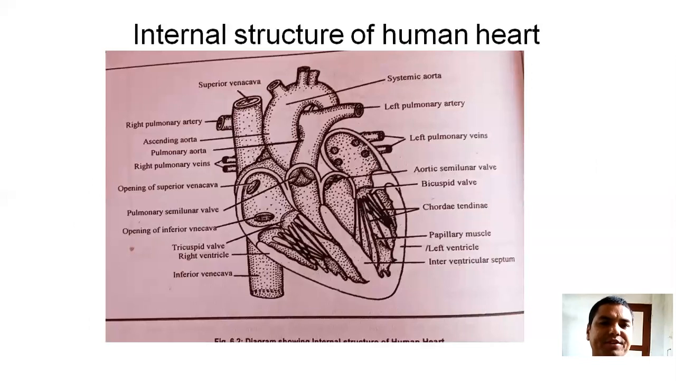This is the internal structure of the human heart, showing the different parts of the human heart internally. So please practice many times to draw a well-labelled diagram of the human heart.